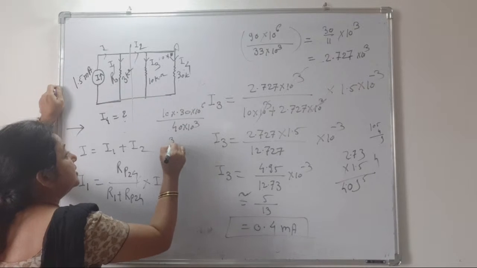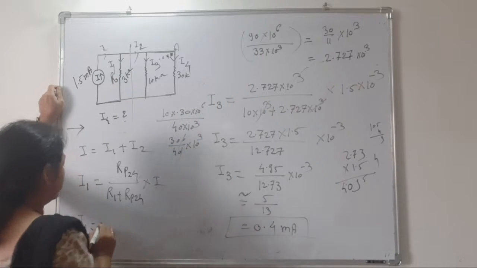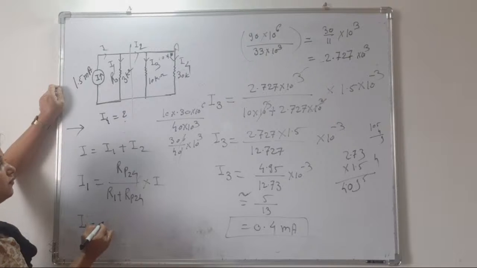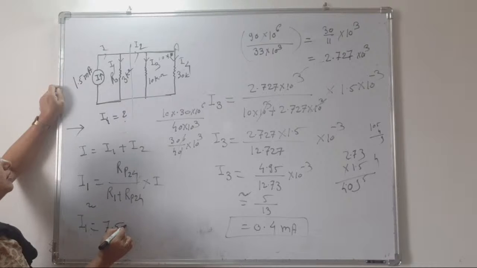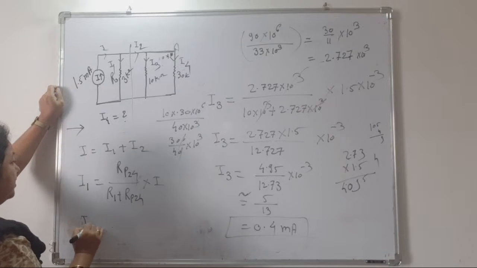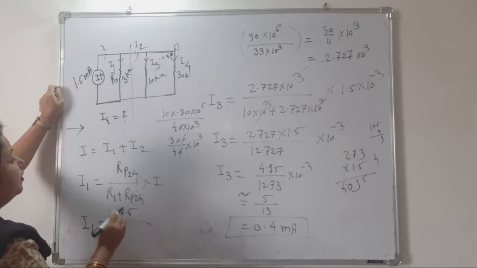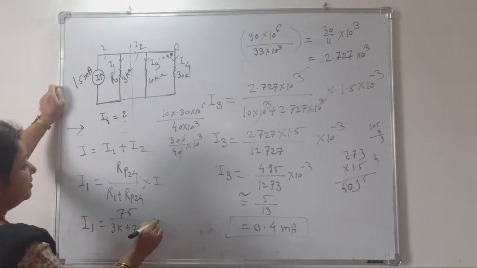So 300 upon 40 into 10 raised to 3. So 30 upon 4, 7.5. Its value will be 7.5. Therefore I1 is equal to 7.5 upon R1, which is 3k, plus 7.5k, multiply I.